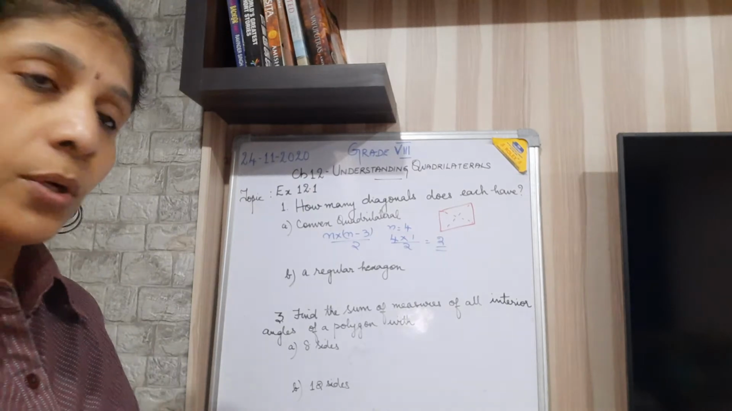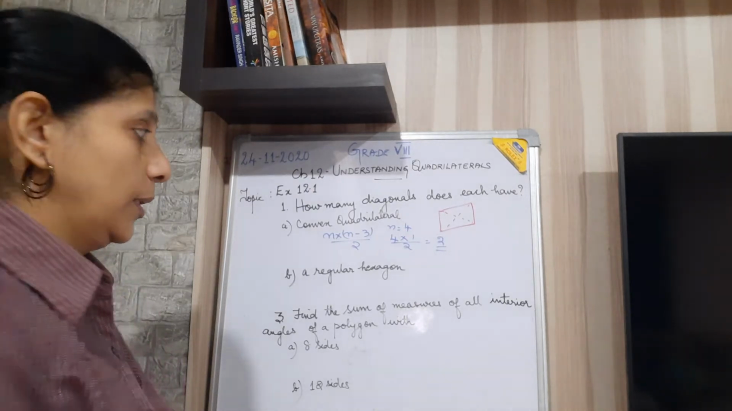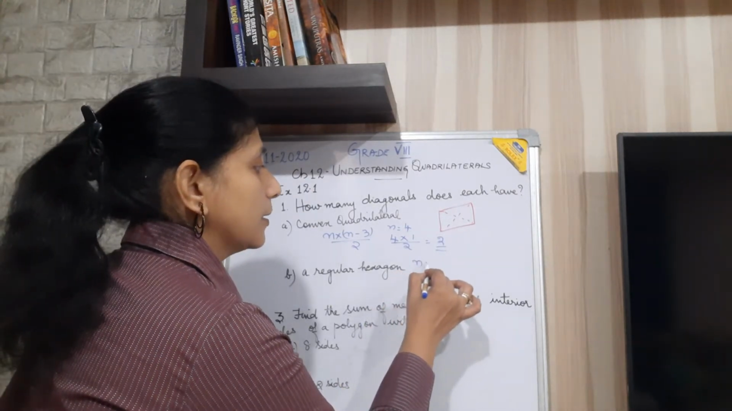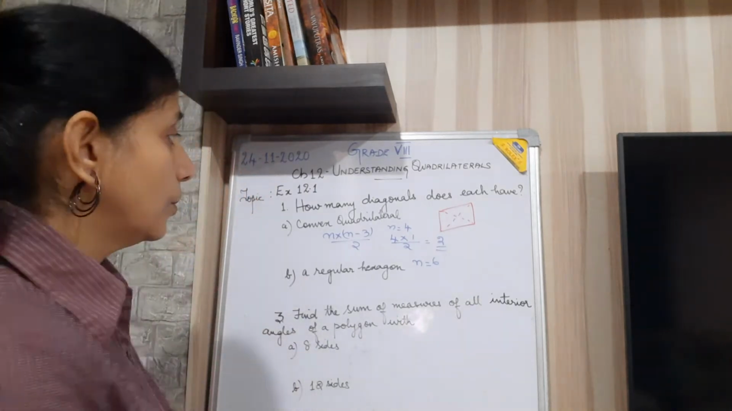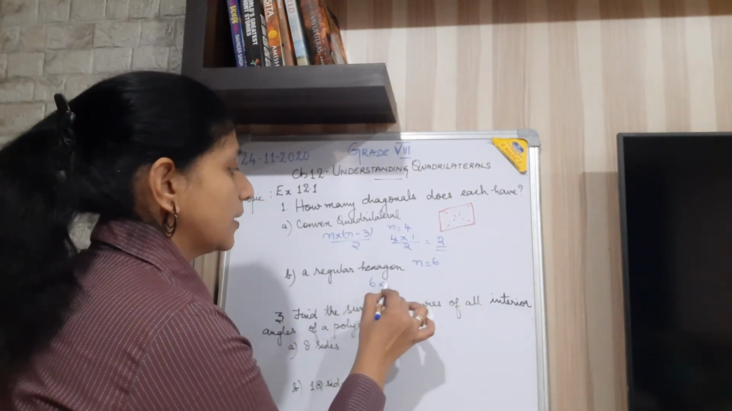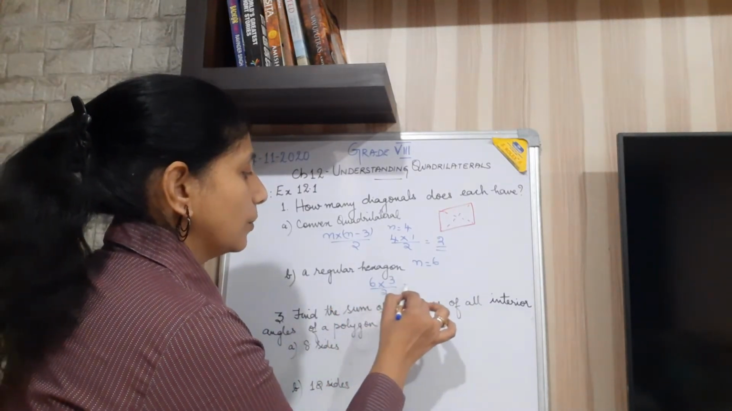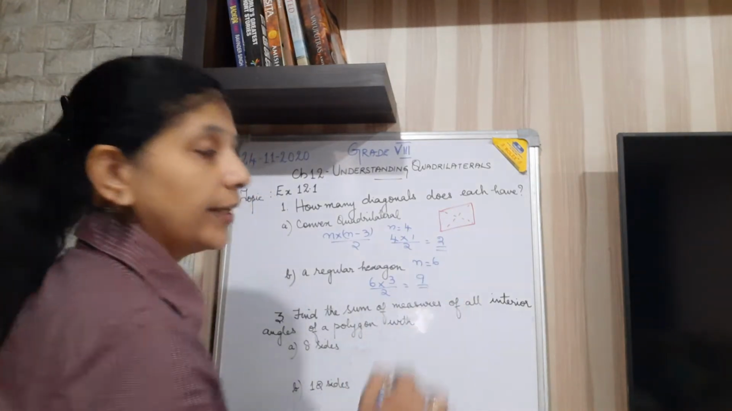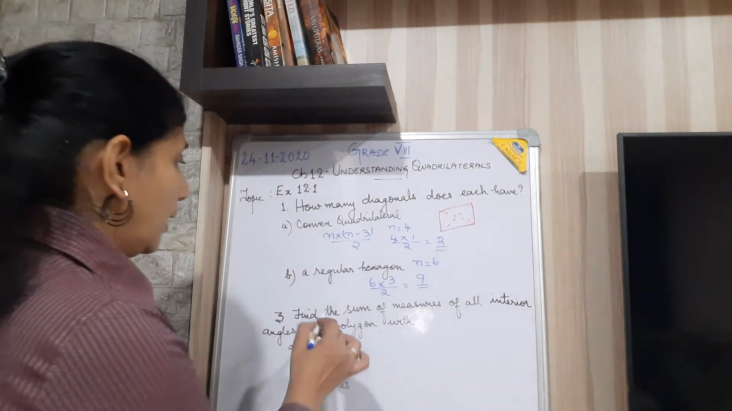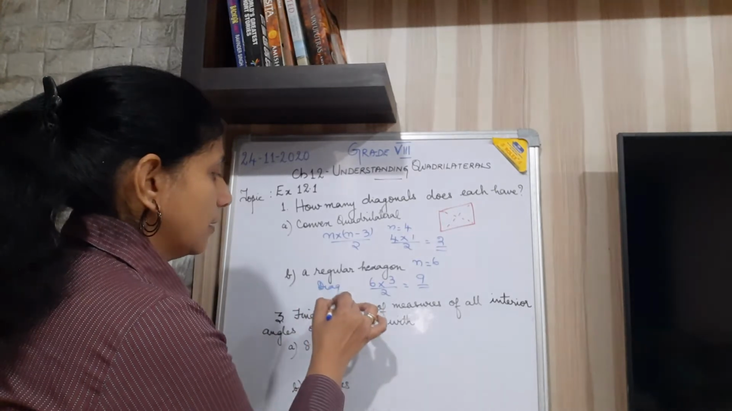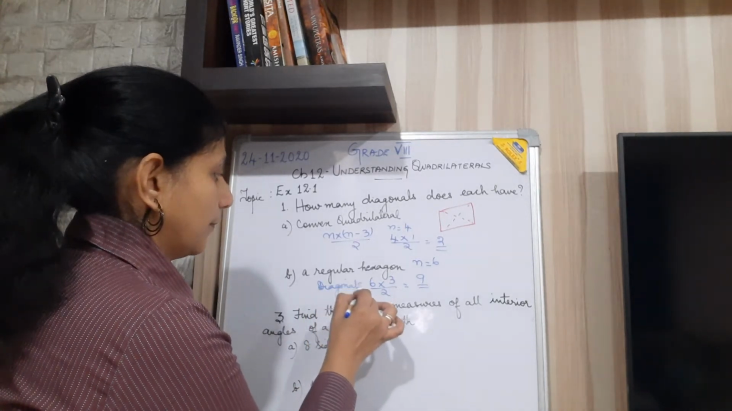Regular hexagon means all sides are equal, and a hexagon has 6 sides. So 6 into 6 minus 3 is 3, upon 2. That is 3 into 3. So 9 diagonals it will have. Okay, so the number of diagonals is 9.